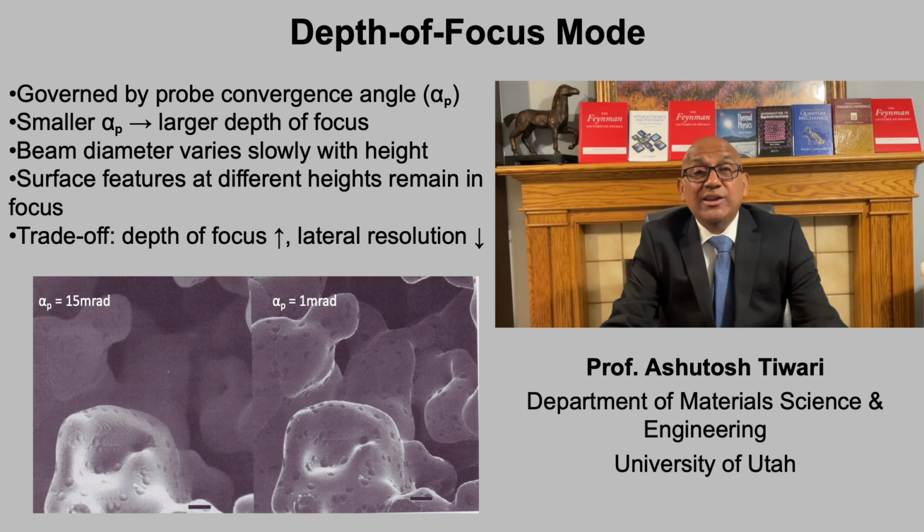The images at the bottom illustrate this effect clearly. On the left, a relatively large convergence angle, about 15 milliradians, produces a shallow depth of focus. Only part of the surface appears sharp. On the right, when the convergence angle is reduced to about 1 milliradian, the depth of focus increases dramatically, and much more of the three-dimensional surface remains in focus simultaneously. This mode is particularly useful for imaging rough surfaces, powders, porous materials, and fracture morphology where height variations are significant.